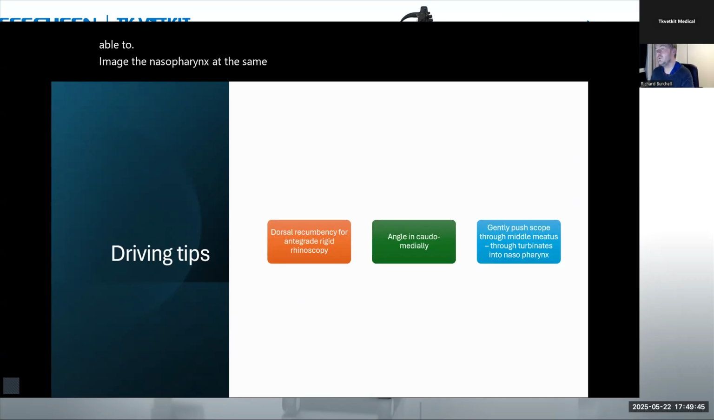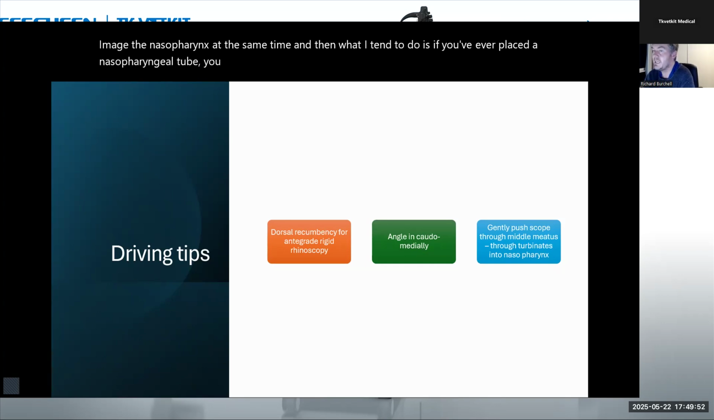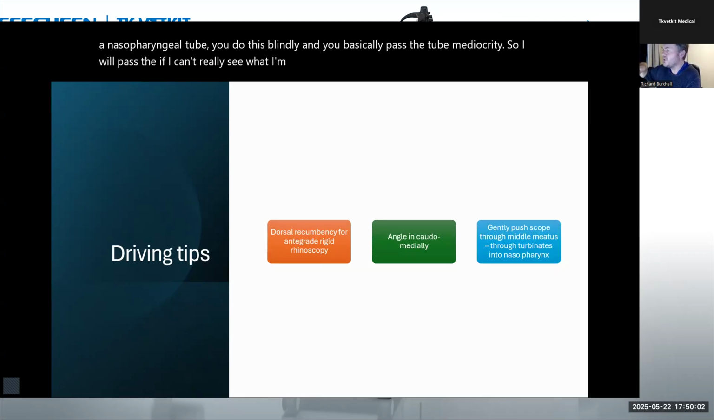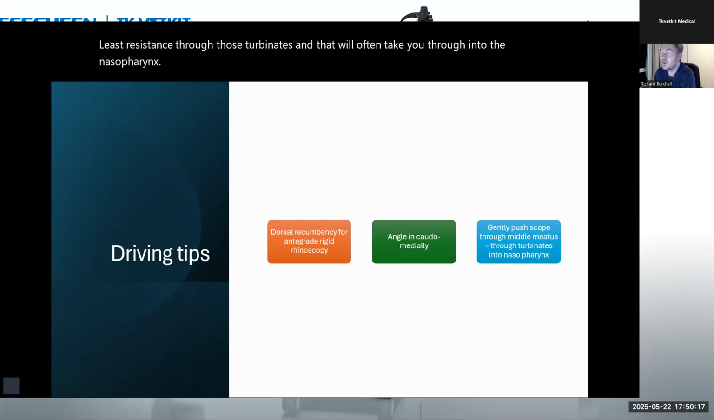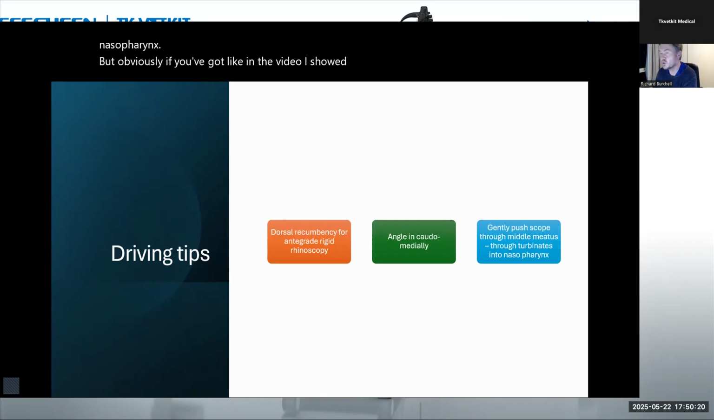And then what I tend to do is, if you've ever placed a nasopharyngeal tube, you do this blindly, and you basically pass the tube medioventrally. So if I can't really see what I'm doing, I will gently angle the rigid scope medioventrally, and I sort of follow the path of least resistance through those turbinates, and that'll often take you through into the nasopharynx. But obviously, if you can watch where you're going, like in the video I showed you earlier, that's great.